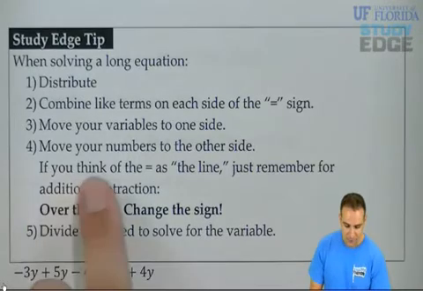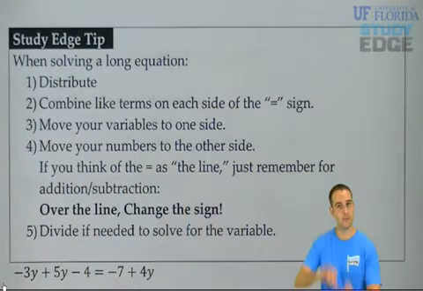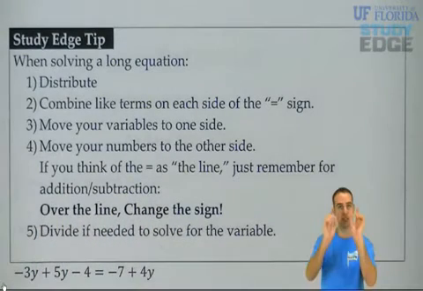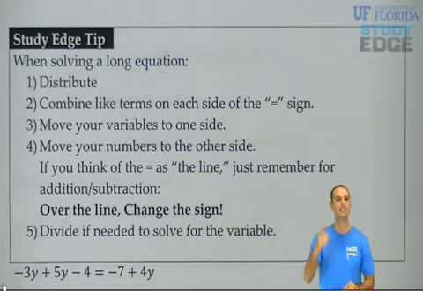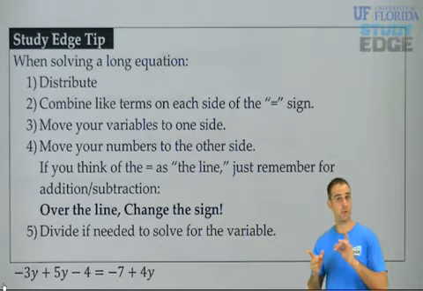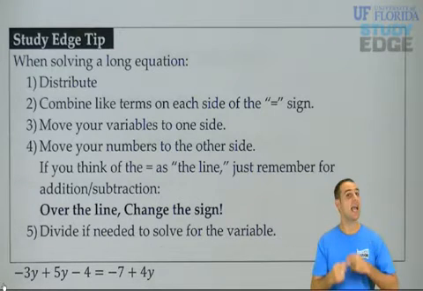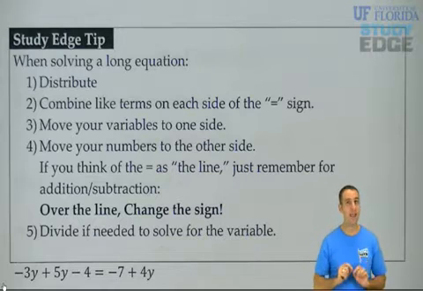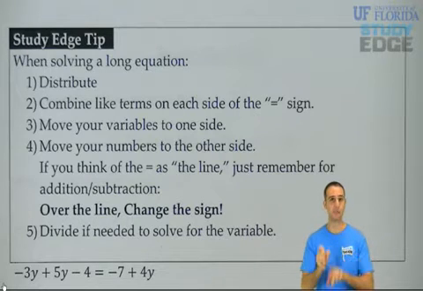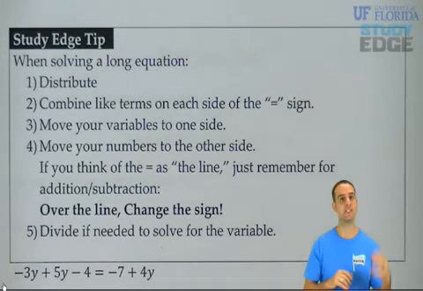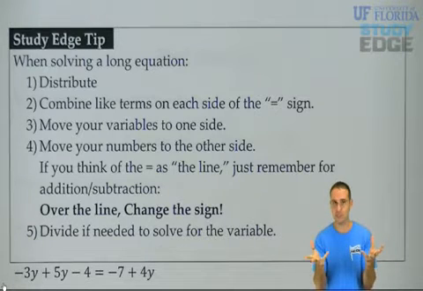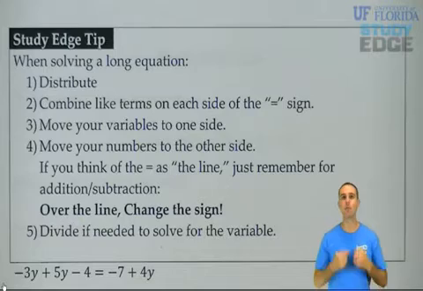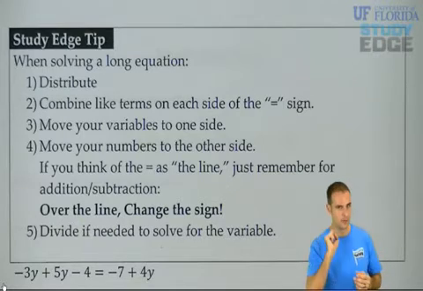One more little thing. If you think of the equal sign as the line from one side to the other, for addition and subtraction, over the line, change the sign, but just for addition and subtraction. Multiplication and division, I kept the same sign. Notice that when I'm solving these questions, adding and subtracting, I change the sign, because the opposite of addition is subtraction, and the opposite of subtraction is addition. But multiplying and dividing keep the same sign, so take note of that.